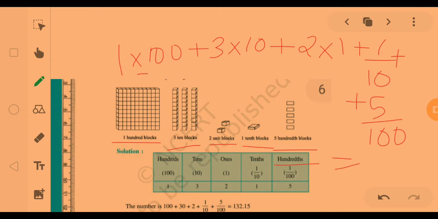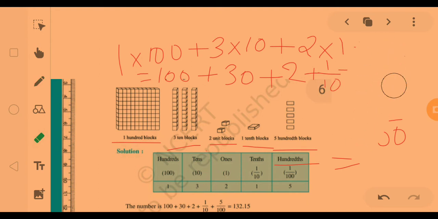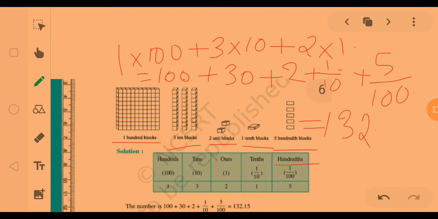1 into 100 is 100, plus 3 into 10 is 30, plus 2 into 1 is 2, plus 1 upon 10 and 5 upon 100. So in numerical representation it becomes 132.15. This is the numerical representation of this number.